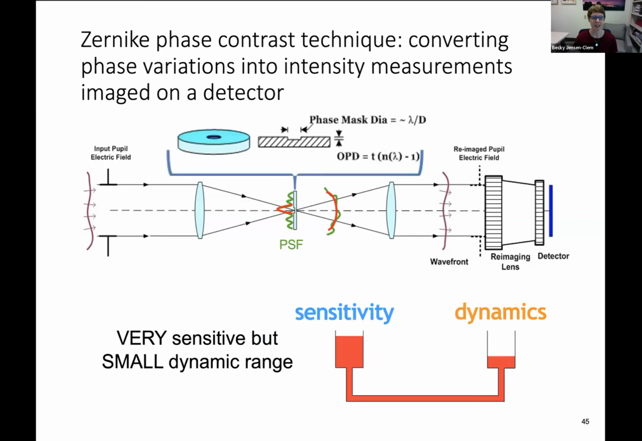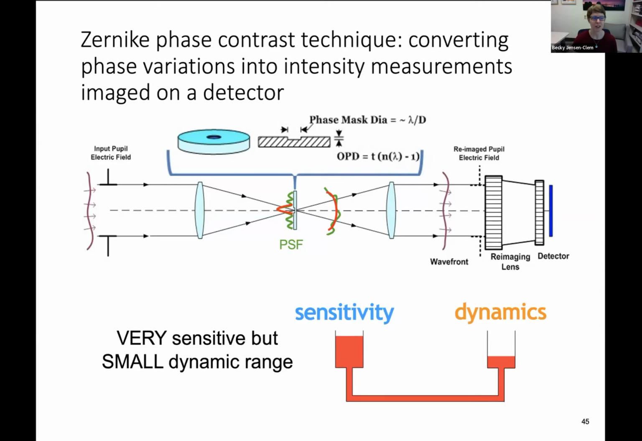So the way that this works is you put a mask at the focal plane that has some little dimple in it. We call this the phase dimple. So the PSF of the star is sort of centered on this dimple. So now you're creating interference between the light that was delayed by the dimple and the light that was not delayed by that dimple. And then you're observing the effects at the pupil plane. The advantage of the Zernike, one of the advantages, is that it's very sensitive, but as before, it has a very small dynamic range.